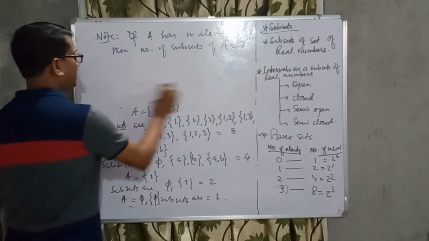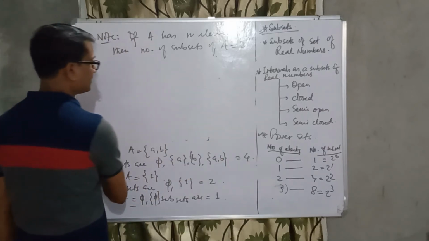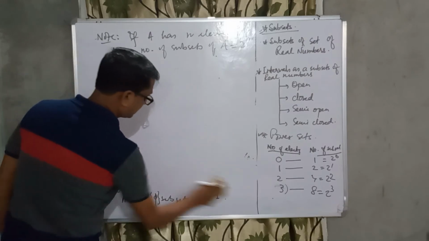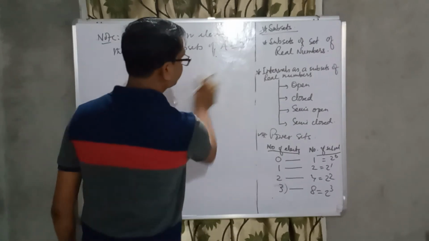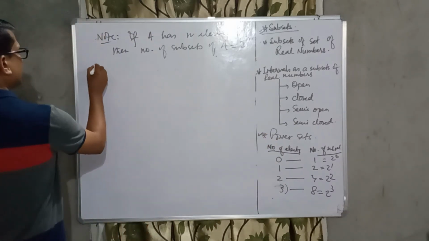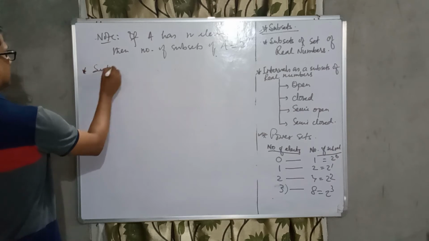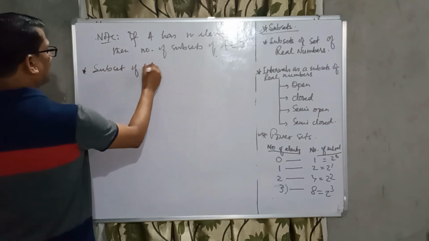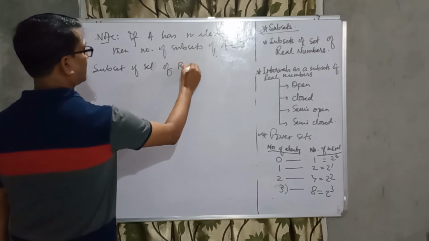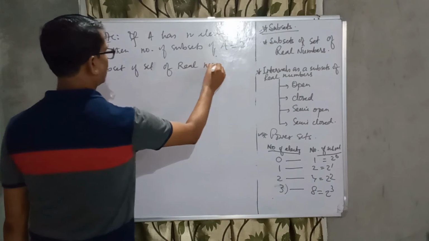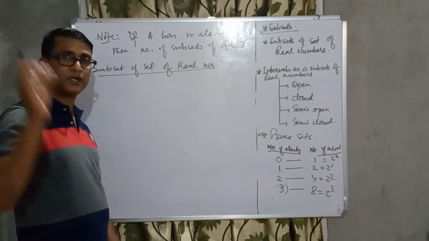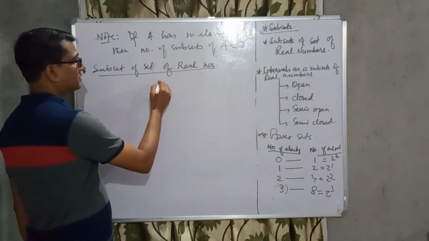Okay, clear about the definition of subsets and the number of subsets, how to find the number of subsets and how to find the subsets. Next, subsets of the set of real numbers. In class 10 we got this concept of real numbers. What is the concept we have of real numbers?